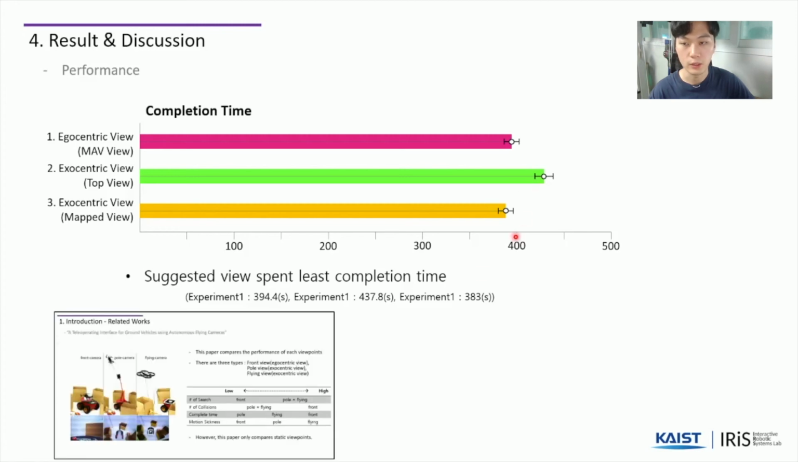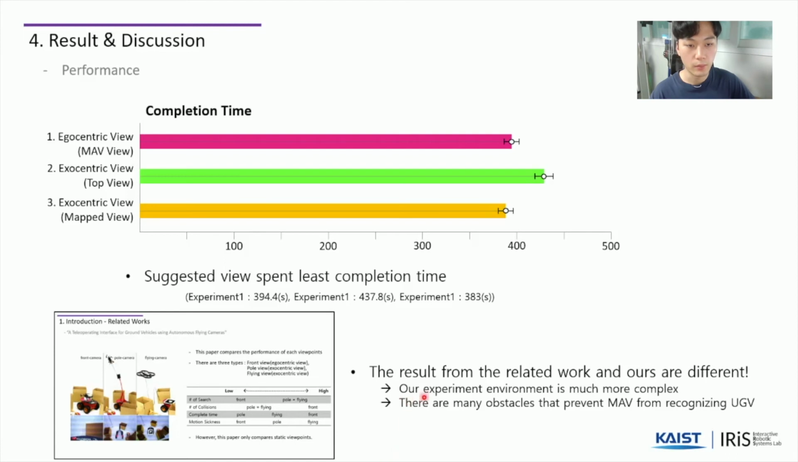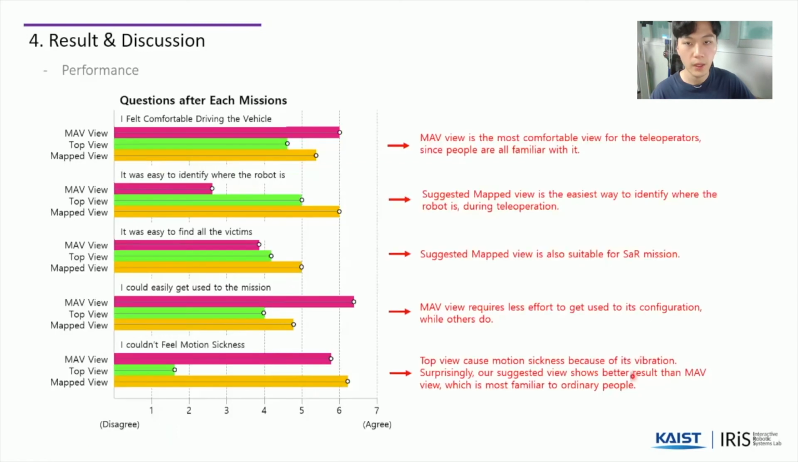In fact, this result is different from what we talked about in the related work part. This is because our experimental environment is much more complex than that in related work. Plus, there are many obstacles that prevent the MAV from recognizing the UGV. There are 5 questions for evaluating our system usability using the Likert scale. The first question is, I felt comfortable driving the vehicle. The results show that the MAV view is the most comfortable view for the teleoperator since people are familiar with it.